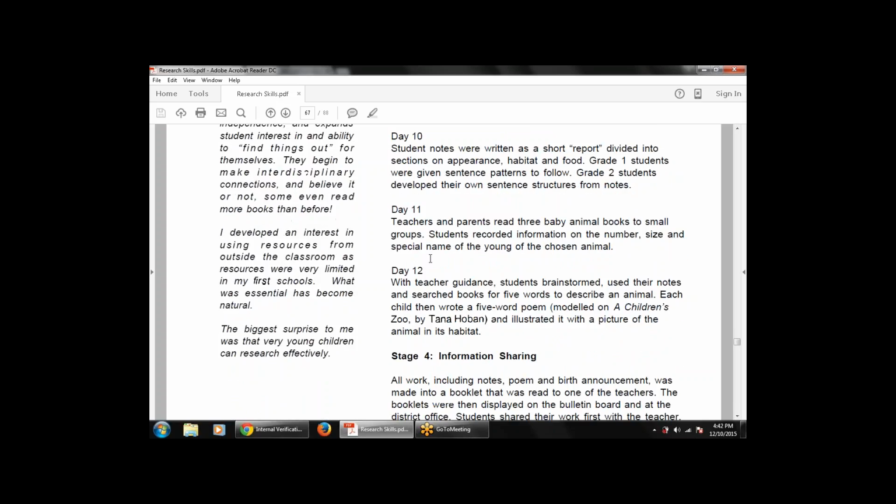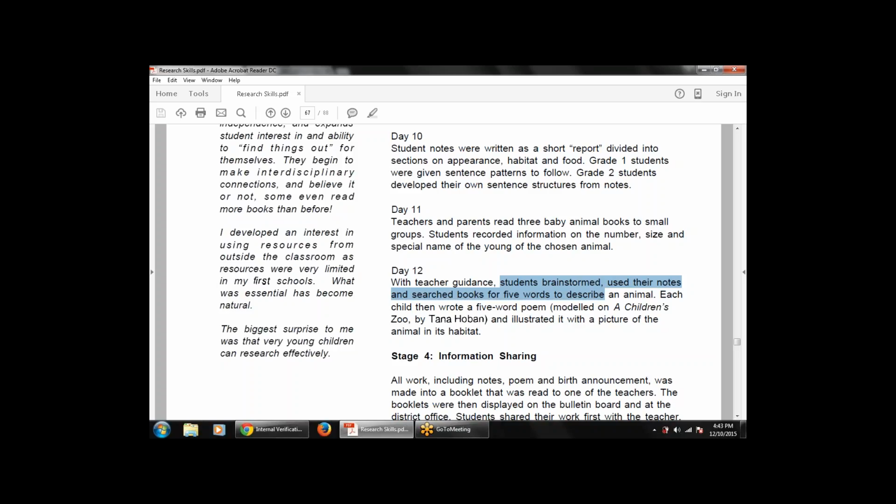Then day number 12: with the teacher's guidance, students brainstormed, used their notes and searched books for five words to describe an animal. Each child then wrote a five-word poem and illustrated it with a picture of the animal in its habitat. That is day number 12.